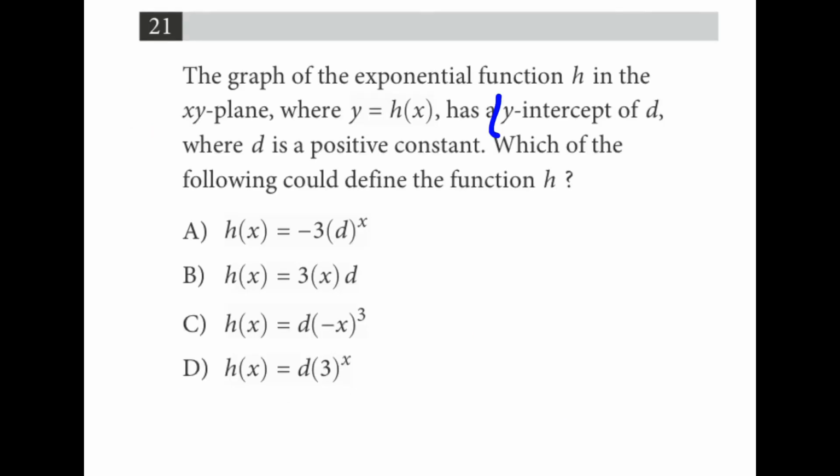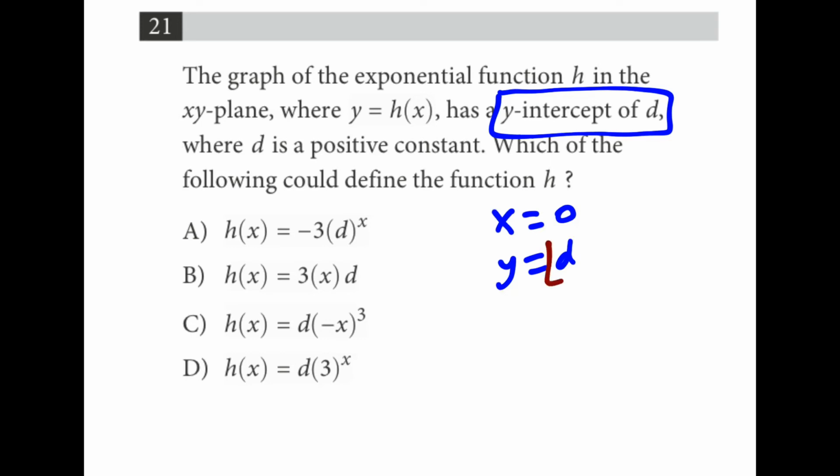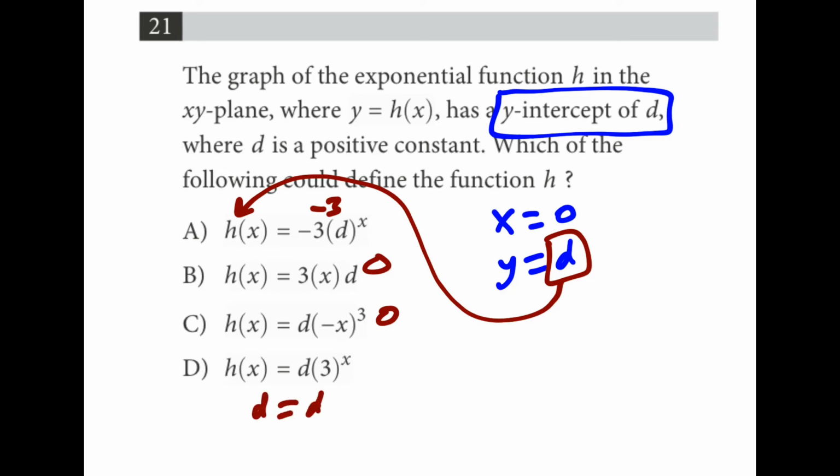So for 21, when they say a y-intercept of D, that means when x equals 0, y is equal to D. So that also means that D shows up over here in this h of x side. So if we plug in a 0 for each of the x's, we see that -3 is equal to D. That's not true. 0 is equal to D. That's not true. But 3 to the power of 0 is just going to be 1. So this choice D will give me that D is equal to D.